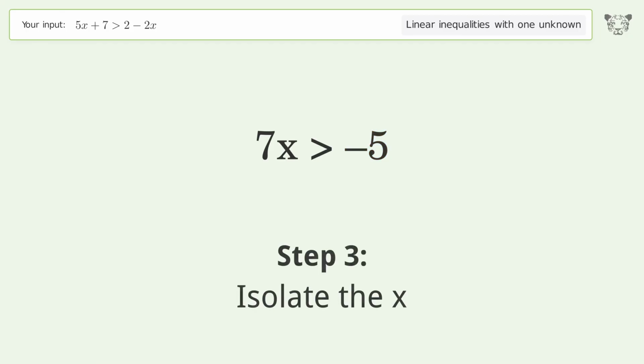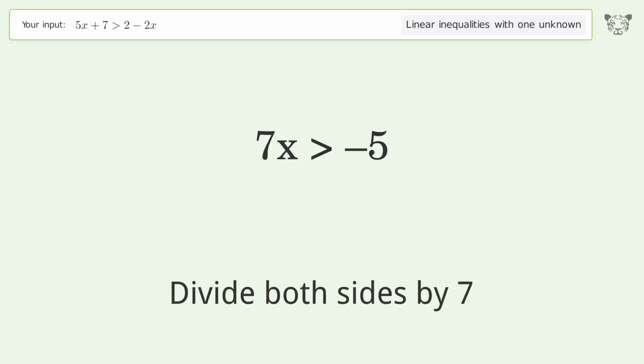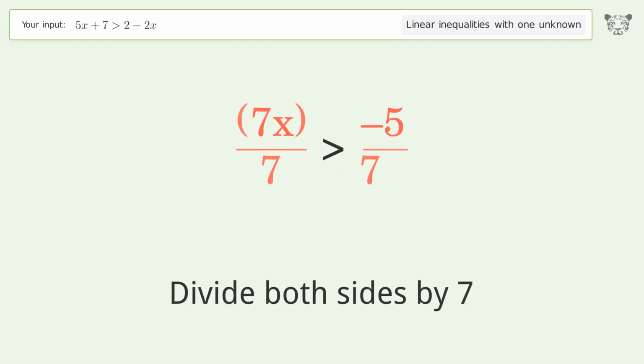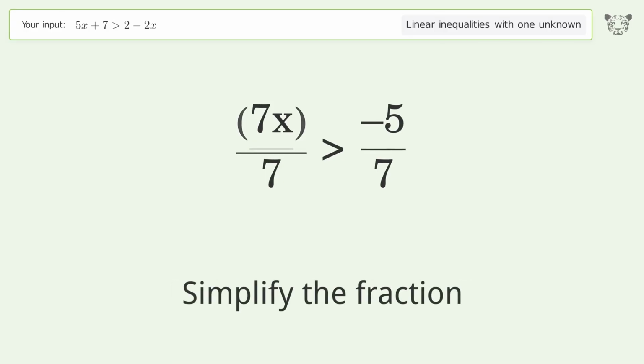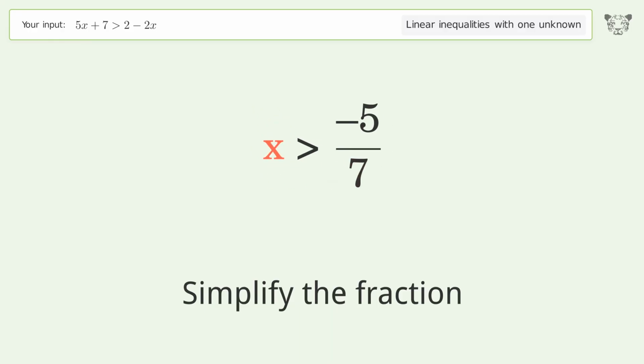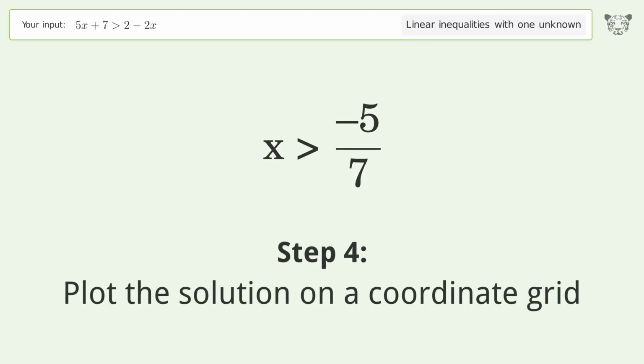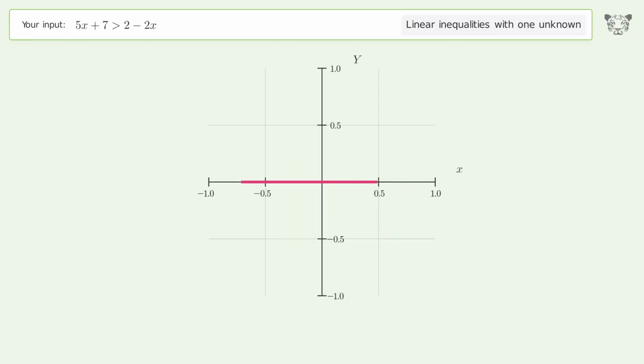Isolate the x. Divide both sides by 7. Simplify the fraction. Plot the solution on a coordinate grid. And so the final result is x greater than -5/7.